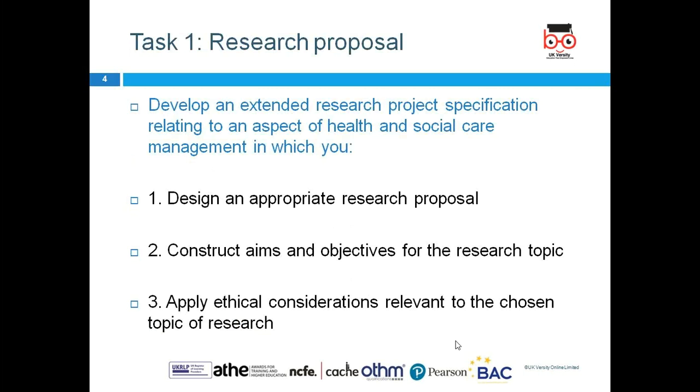Now, for research proposal task 1, you're going to develop an extended research project specification relating to an aspect of health and social care management, and these will go through all of the assessment criteria. So, 1, you're going to design an appropriate research proposal. There's 9 points I'll go through, then I'll explain. 2, you're going to construct aims and objectives for the research topic. 3, you're going to apply any ethical considerations relevant to the chosen topic of research, so confidentiality, data protection, patient agreements or participant agreements.